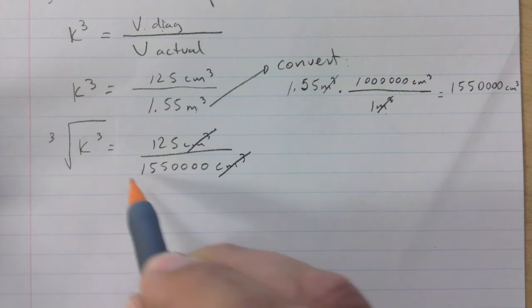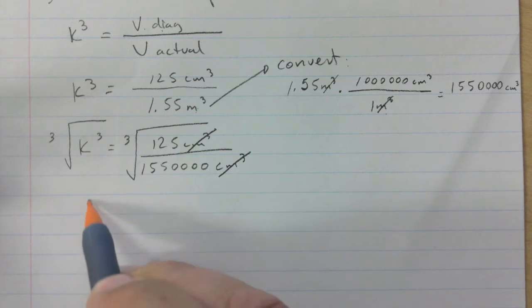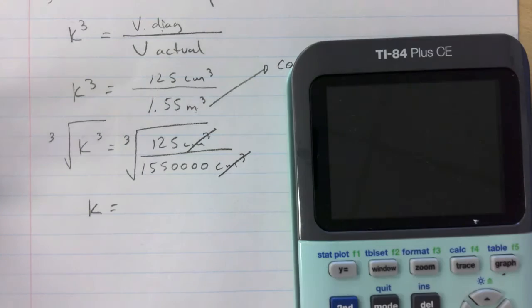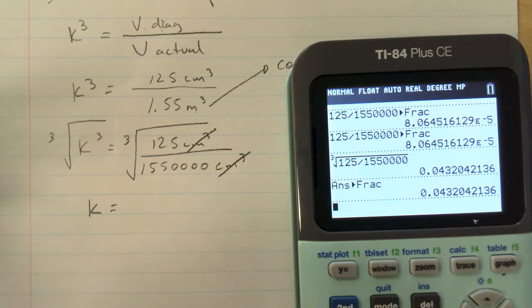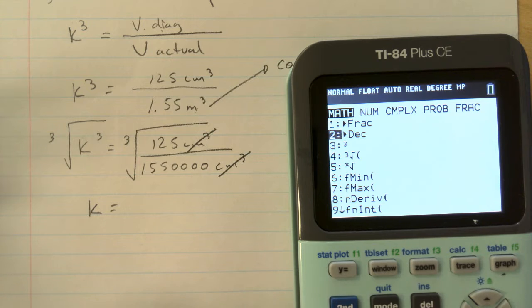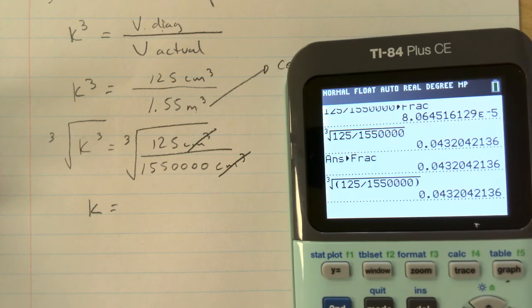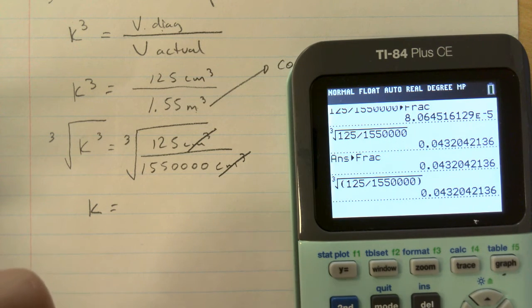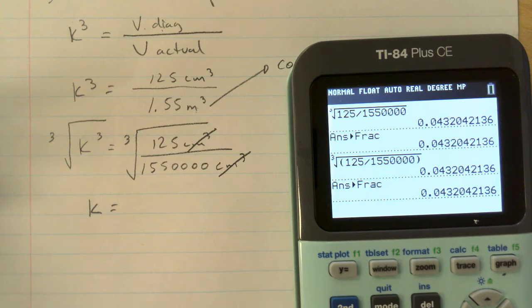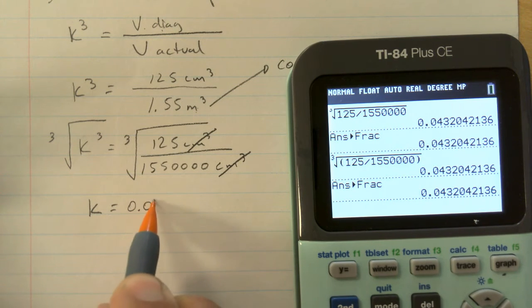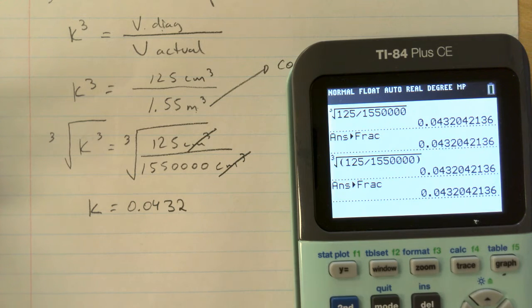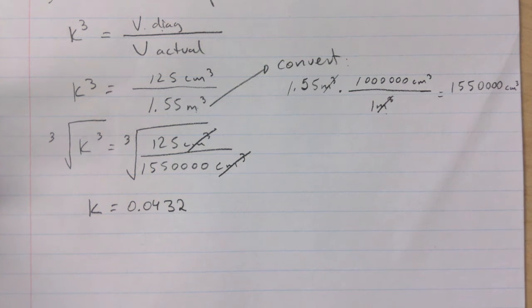Cube root both sides. So k is just going to be, oops, I can actually do that in one shot. Math, cube root is right there. Close it, and you get that. And you can't get it into a fraction, I'm pretty sure I tried. So 0.0432. I'm going to use 4 decimals because the question did ask for it. So that's the scale factor.